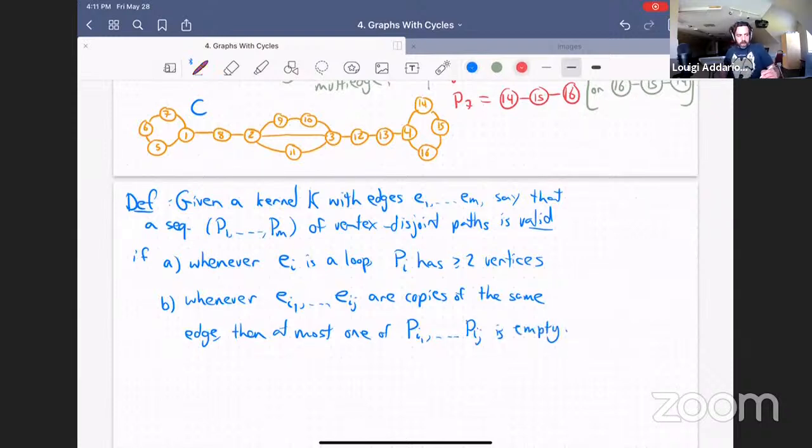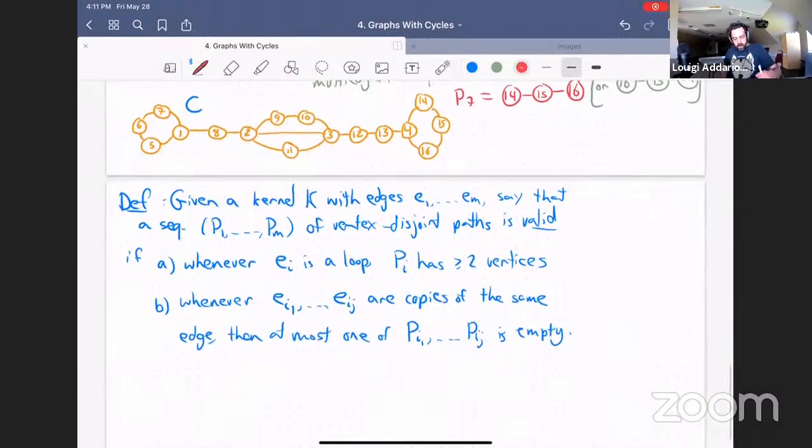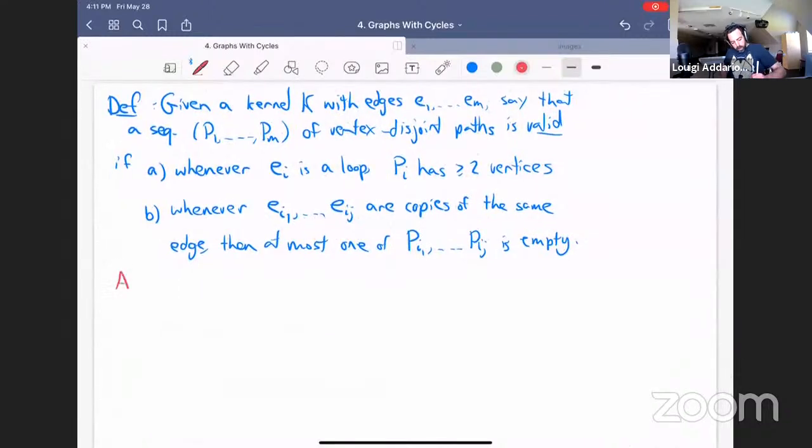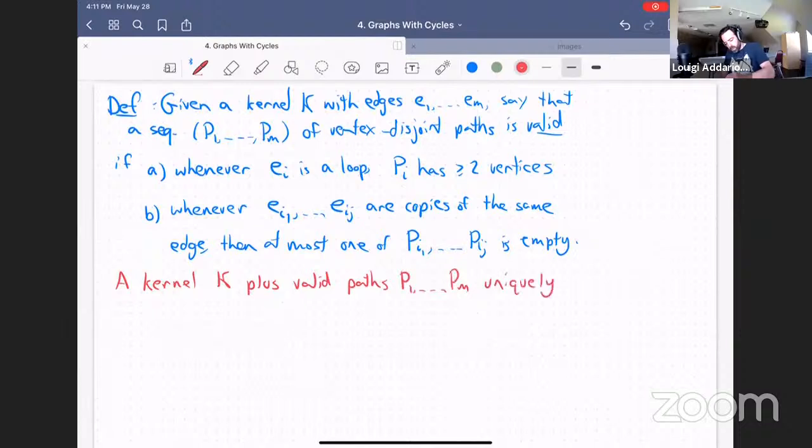Okay, and so now a kernel K plus valid paths P1 up to PM uniquely specifies a core. Okay, but we have to account for these symmetry factors.